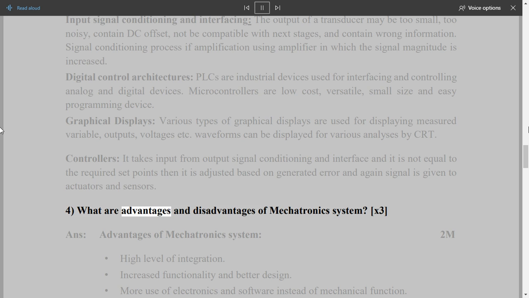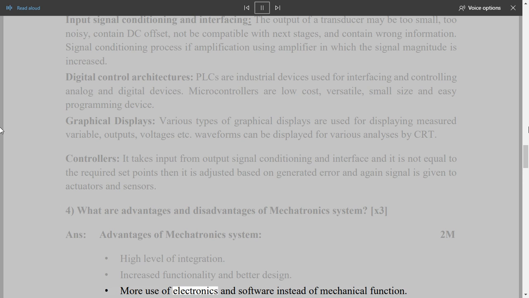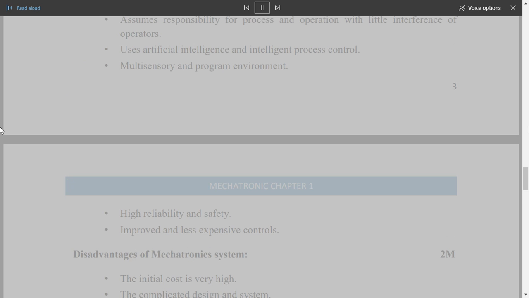4. What are the advantages and disadvantages of a mechatronics system? Answer: advantages of a mechatronics system, 2 marks. High level of integration. Increased functionality and better design. More use of electronics and software instead of mechanical function. Assumes responsibility for process and operation, with little interference of operators. Uses artificial intelligence and intelligent process control. Multisensory and program environment.